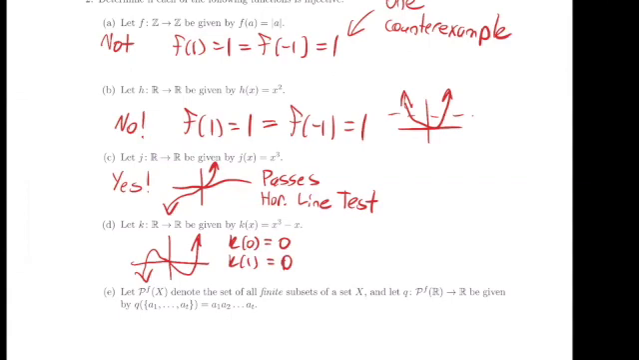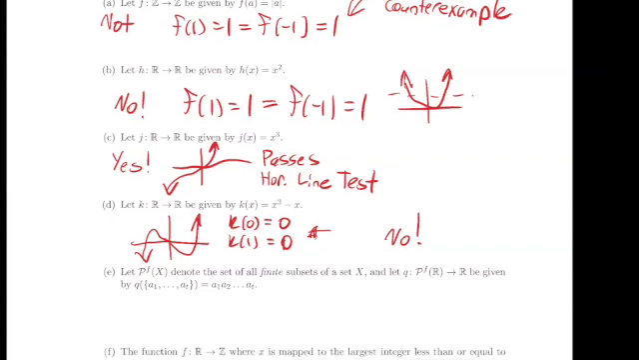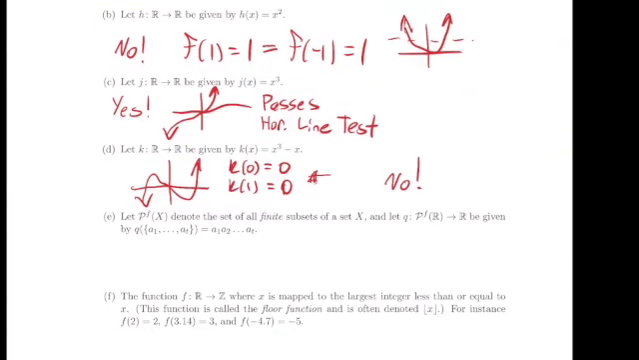Maybe I have not quite the exact graph, but in any case, we have 2 different values of x that are both being mapped to 0, so that would violate the one-to-oneness. Any questions?